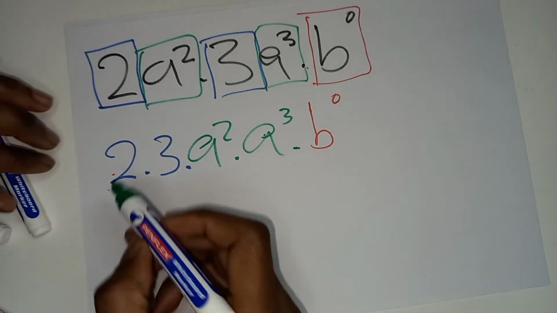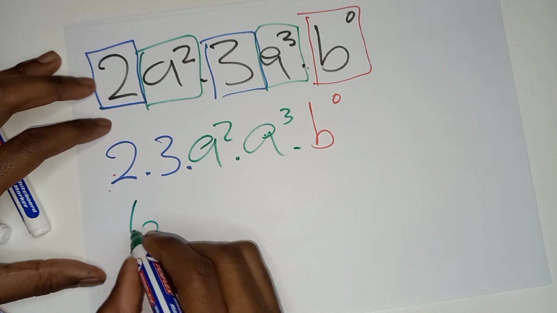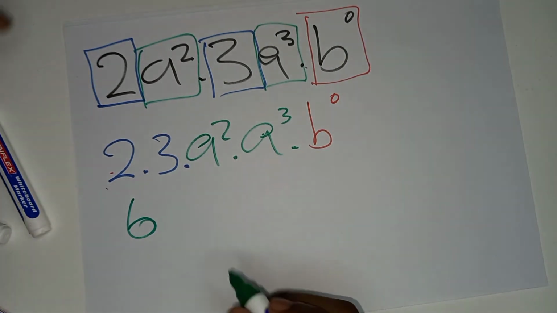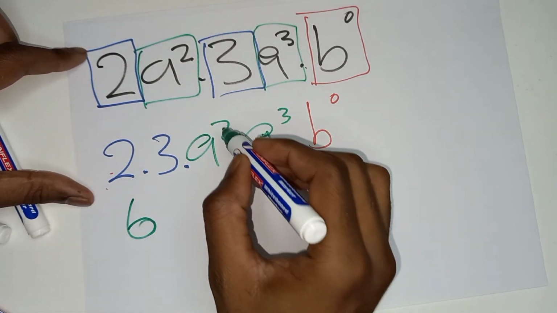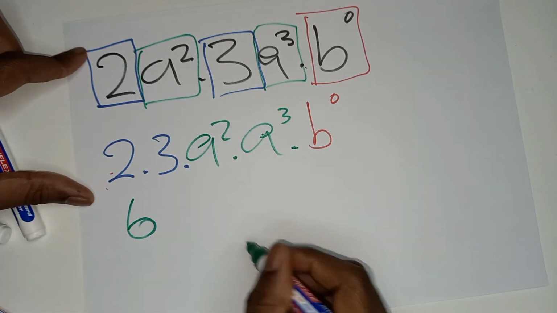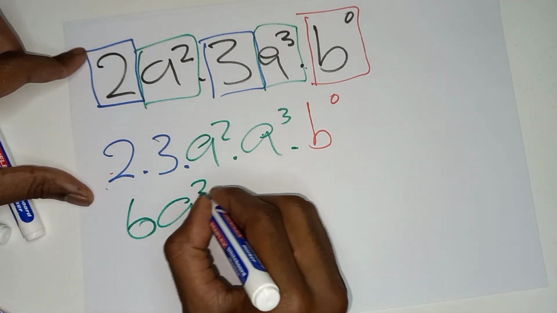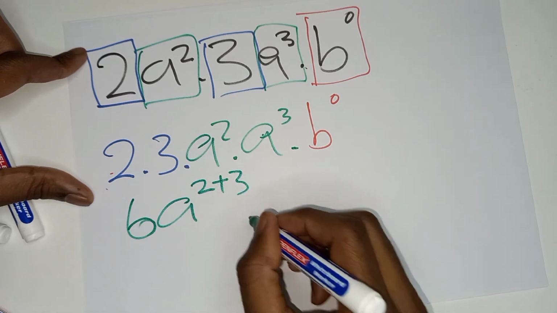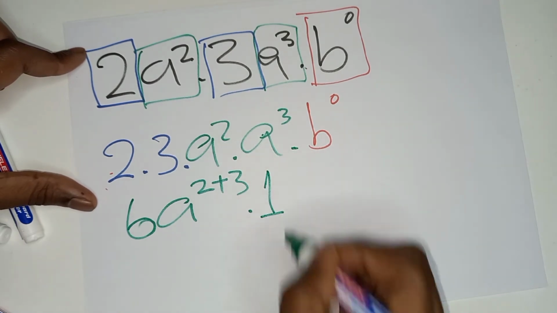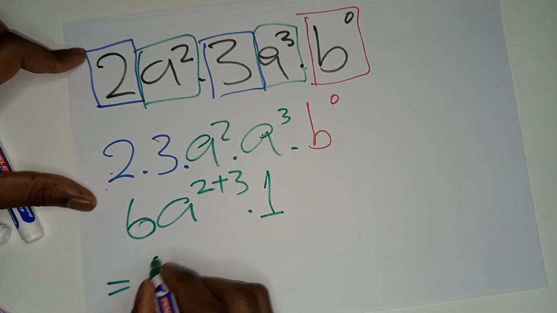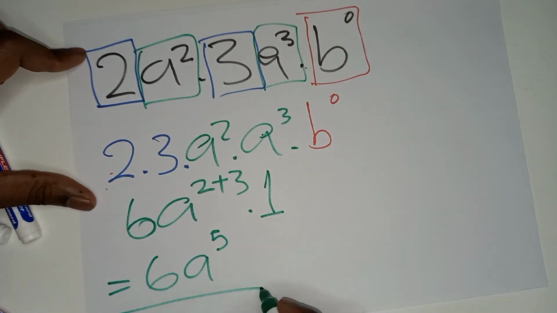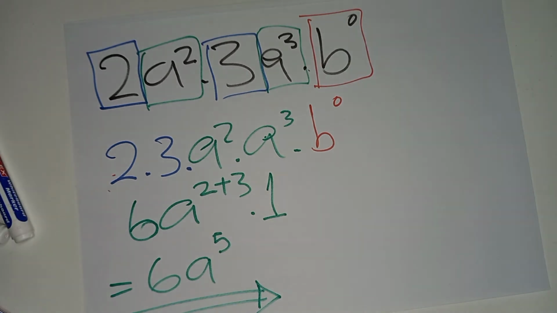Now what do we have? 2 times 3 is 6. So we have 6 there. And then here we have 2 numbers with the same base, multiplied, so we add the exponents. This is the multiplication law. So we're going to have a to the exponent of 2 plus 3. And then we have a number to the exponent of 0, which equals 1. So in this case, we're going to have 6a to the exponent of 5 times 1, which remains the same. And this is your answer.